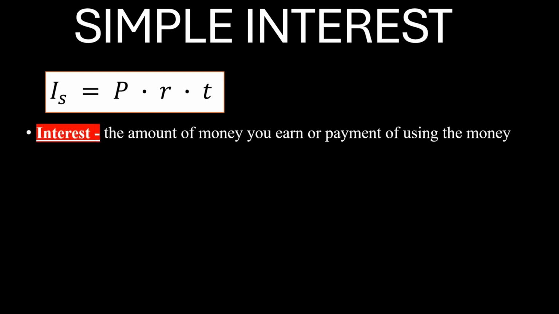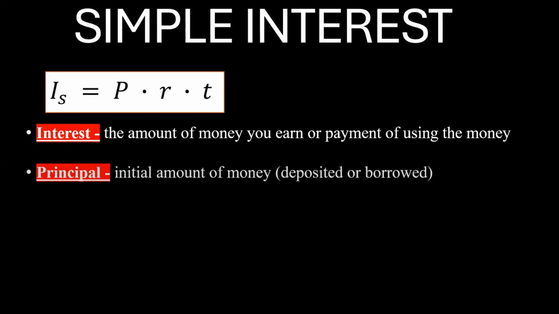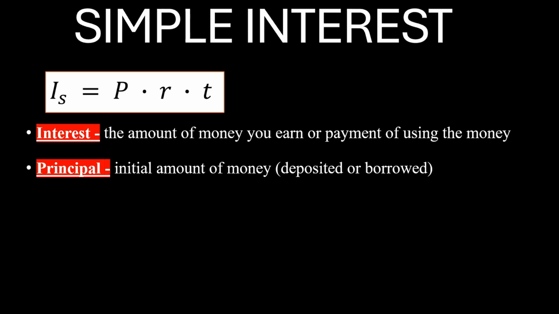Interest, this is the amount of money you earn, or this is the payment of using the money. And letter P is for the principal. This is the amount of money. This is the money that you deposited to the bank, or this is the money that you borrowed from someone else or from the bank.